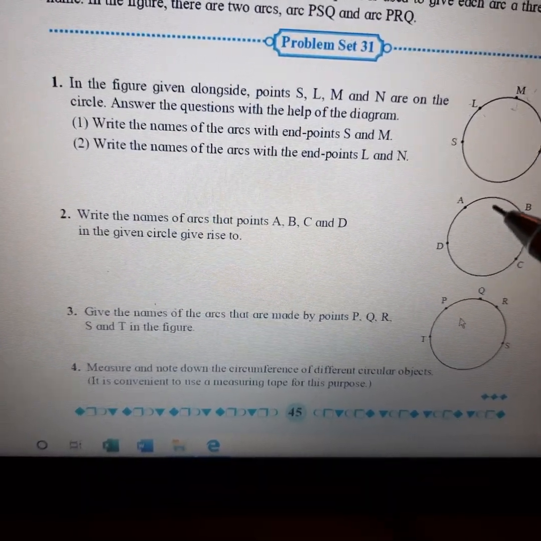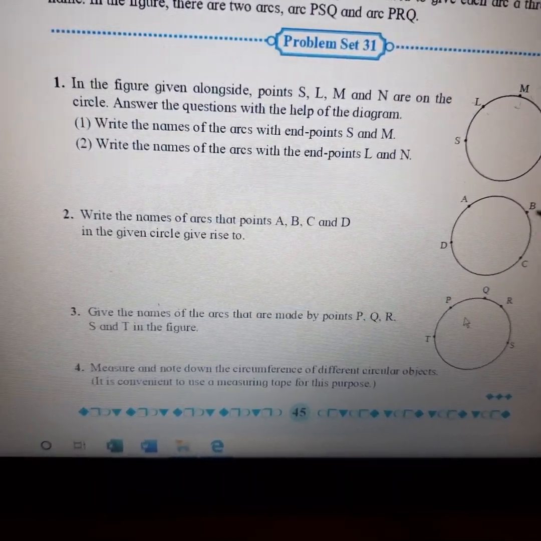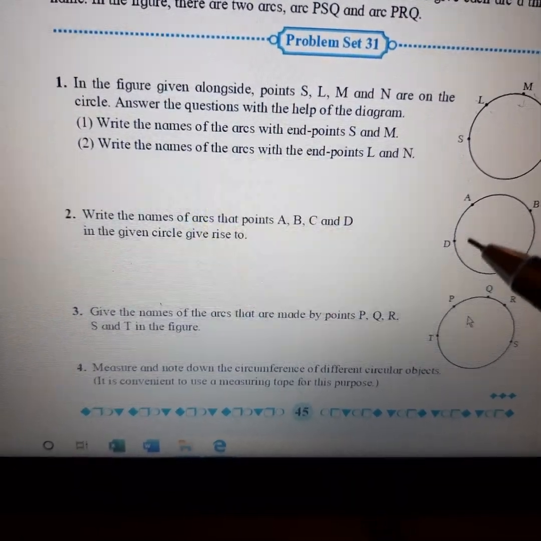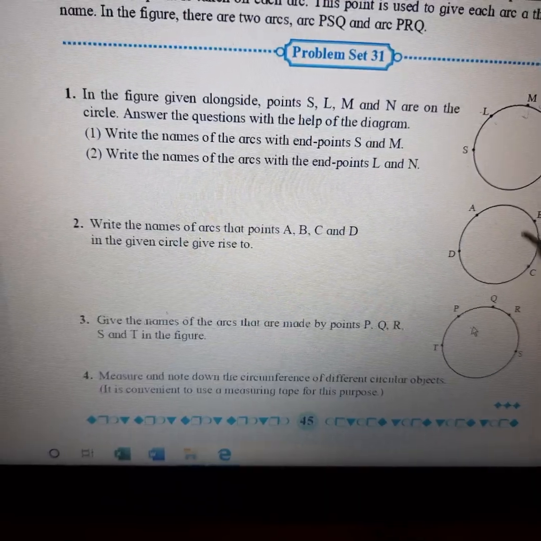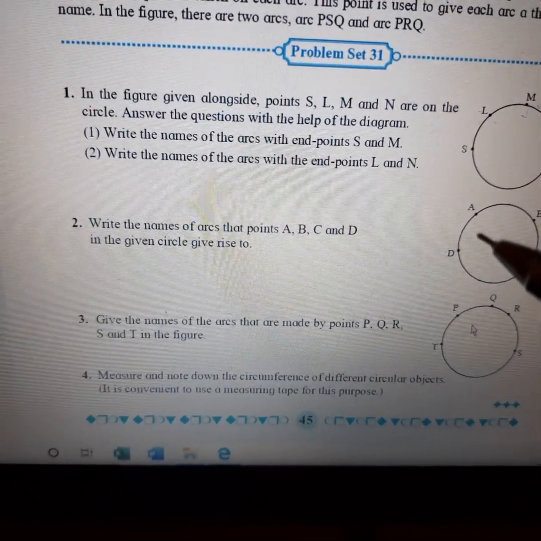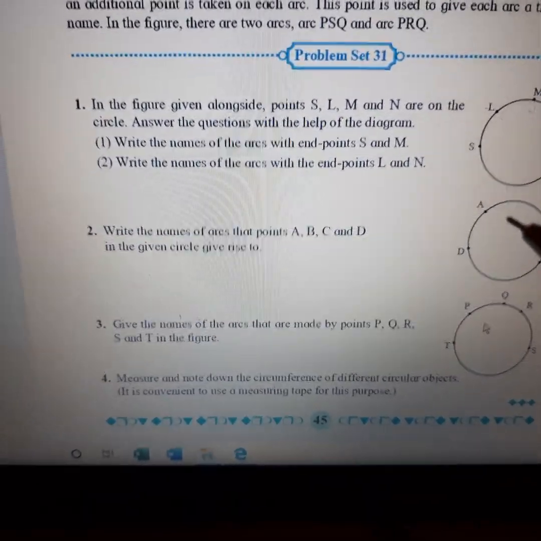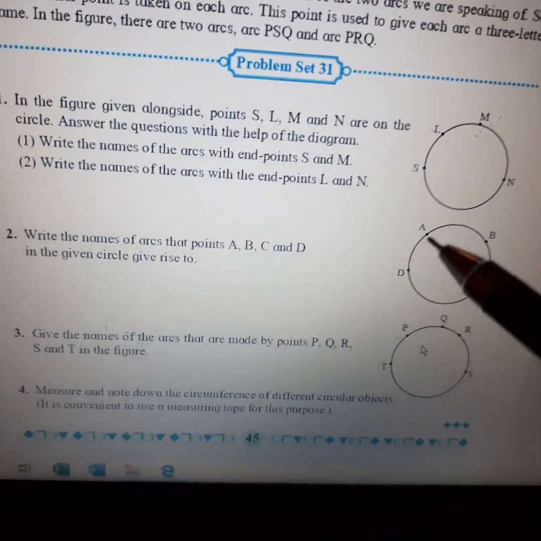So if the points are marked, the circle can be divided into major and minor arcs, or it could be a semicircle. Semicircle means a complete half circle. So here we are interested only in giving the names of the arcs that the points are creating.